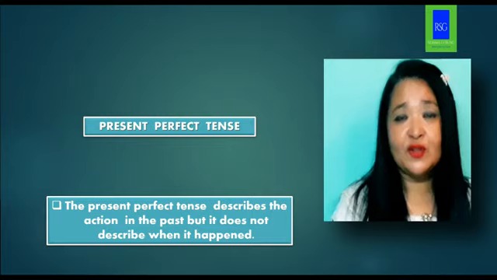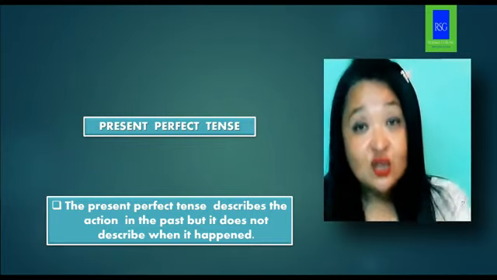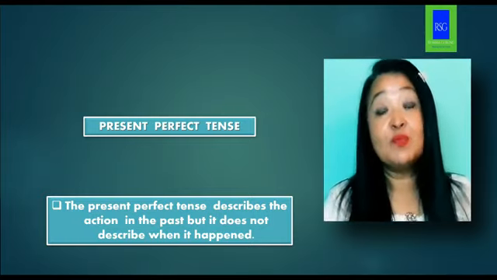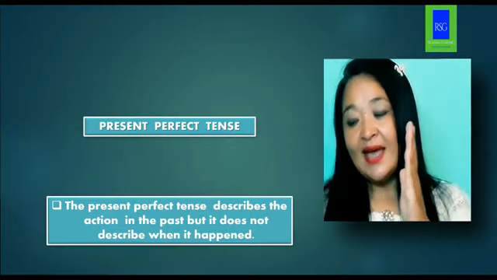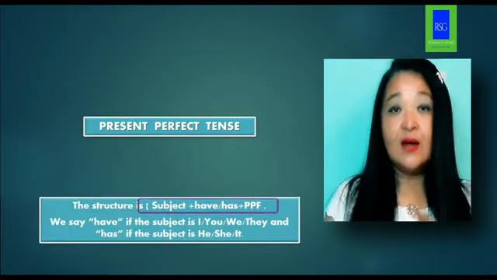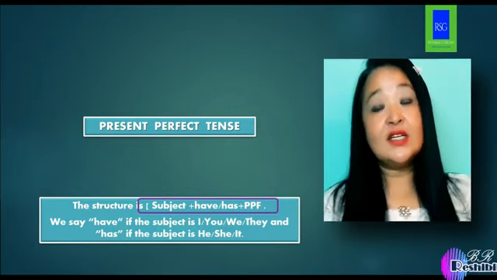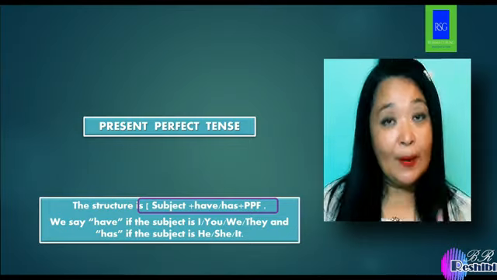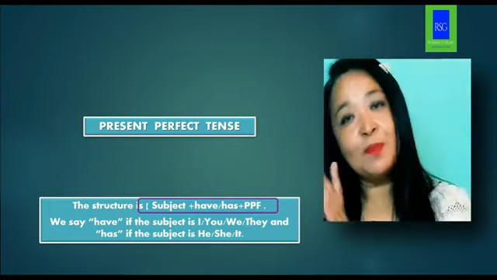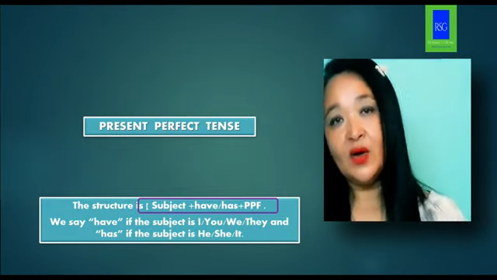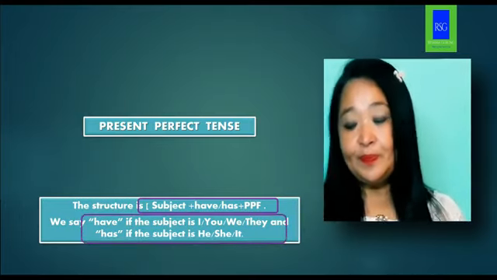Now, what is the structure for this then? Listen carefully. What is the structure for constructing a sentence in the present perfect tense? The structure is: subject plus have or has plus the past participle form of the verb. Okay. What is the structure? Subject plus have or has plus past participle form of the verb. Okay. For better understanding, let us see the sentence examples.